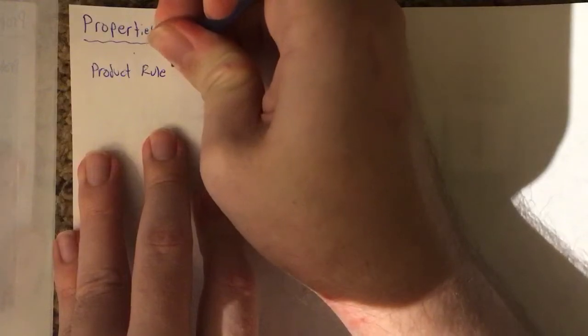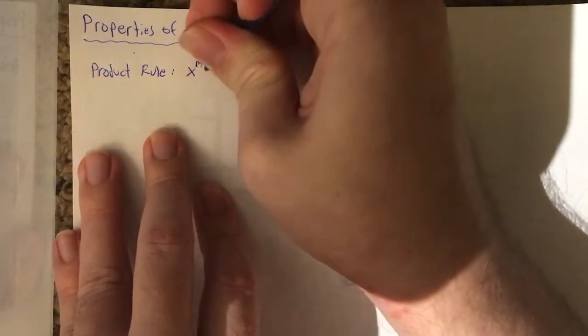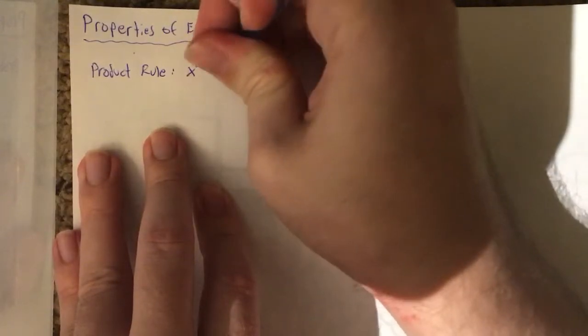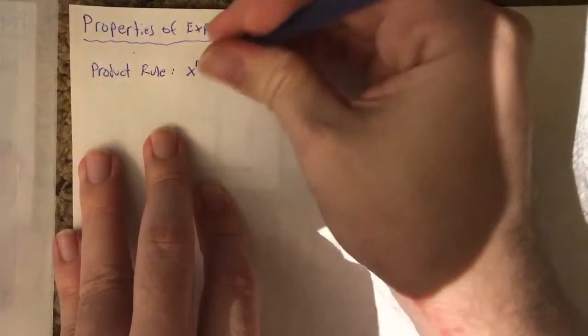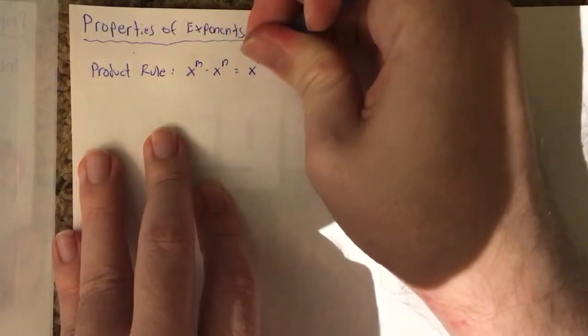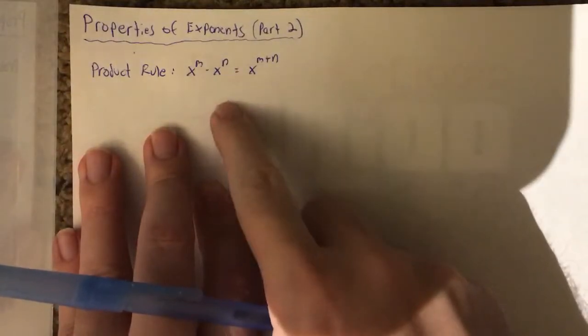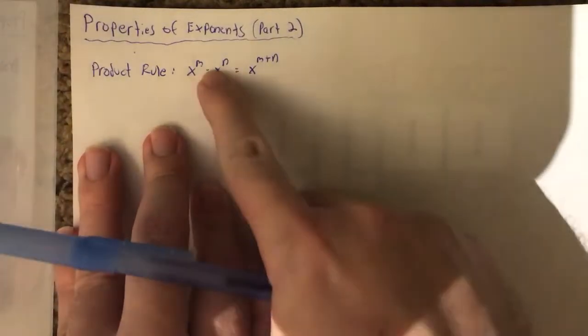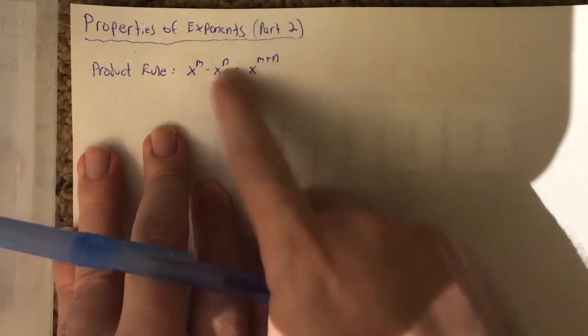The first one was our product rule. Our product rule states that whenever I have two pieces in exponential form with the same base, I keep the base and I add the exponents. And I can do it with 3, 4, 5 pieces. As long as the bases match, you add all the exponents together and keep the base. That's the only thing that changes, the exponent part.